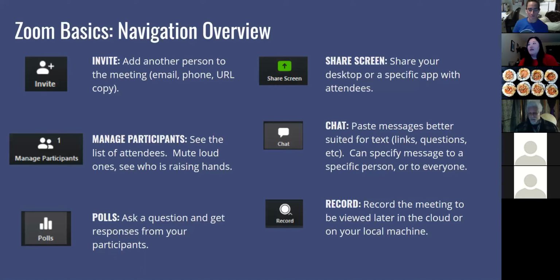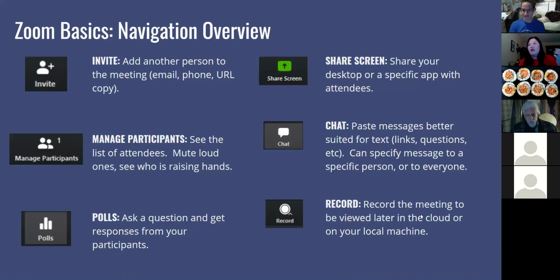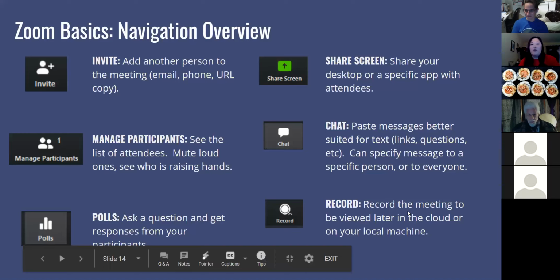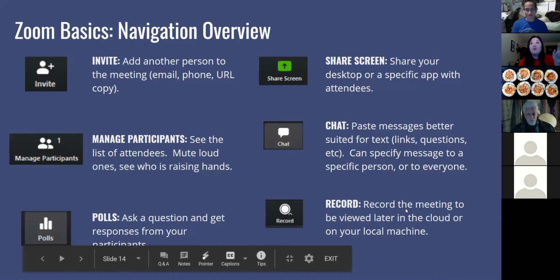Yeah. And then the last feature that we'll go through right now in this slide is the record functionality, which we are utilizing as well. So if you're the host of a meeting, you have the option of recording the session for later use. There's two options when you record. You can record to the cloud, which is to a centralized Zoom repository for your account, or you can record on your local computer. So that just means that at the end of the meeting, do you want the recording to be stored centrally in the cloud, or do you want it to be stored on your computer?